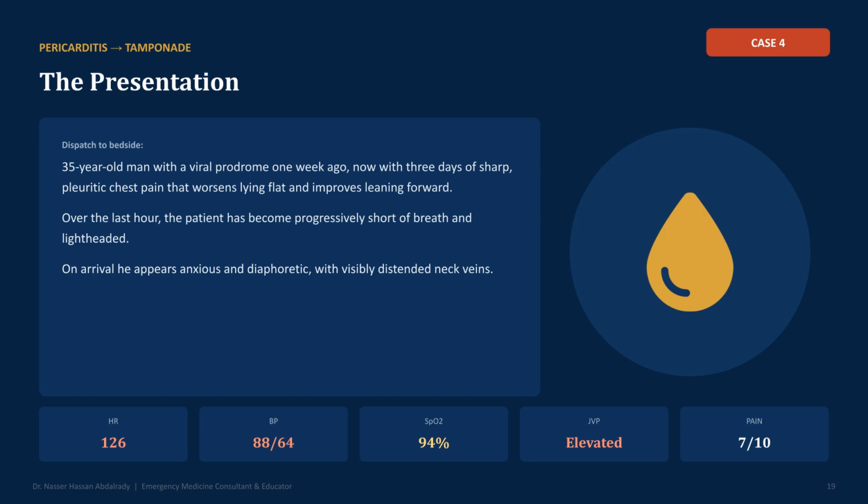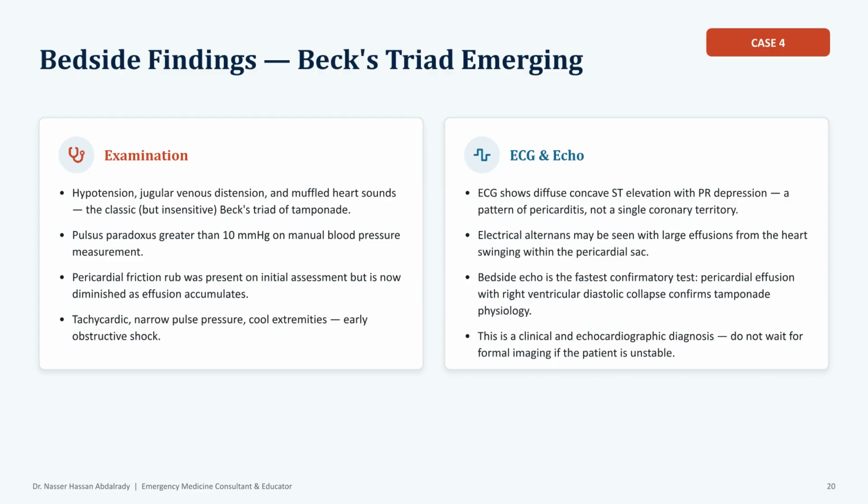Our final case involves a 35-year-old man with a recent viral prodrome, now presenting with sharp, positional chest pain that has evolved over an hour into shortness of breath and lightheadedness. He is tachycardic and hypotensive with distended neck veins. We need to act quickly. We are watching Beck's triad emerge, but remember it's insensitive, so don't wait for all components.